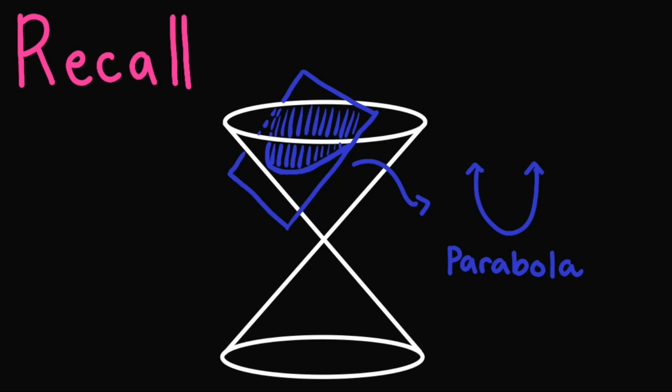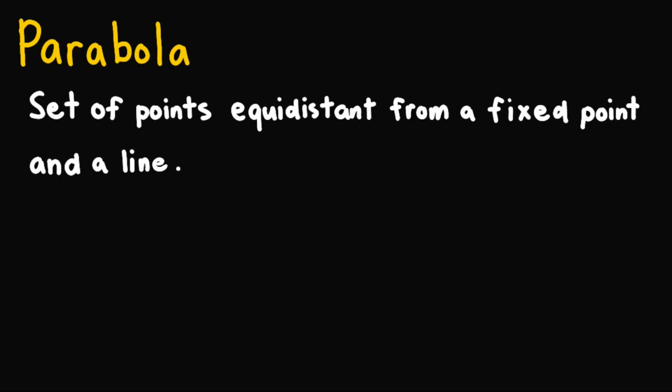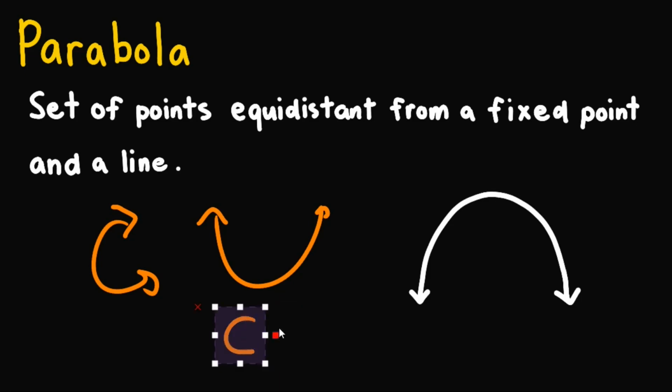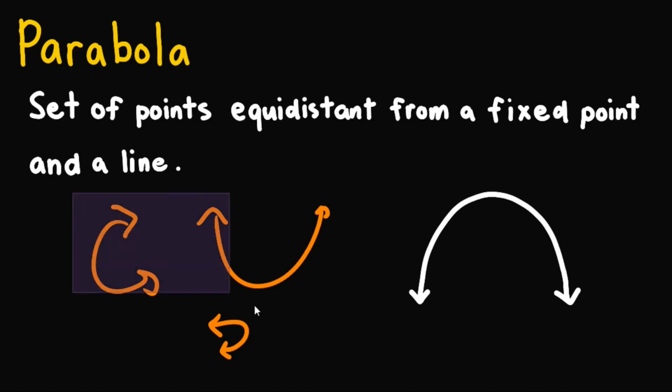So starting with its definition. We define a parabola as the set of points equidistant from a fixed point and a line. Its graph is given by this. But take note that we can also have a parabola of this form, and of this, the other way around, and of this form. So it depends on its orientation, but we'll be dealing with that more later on.